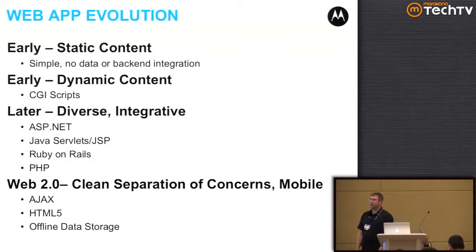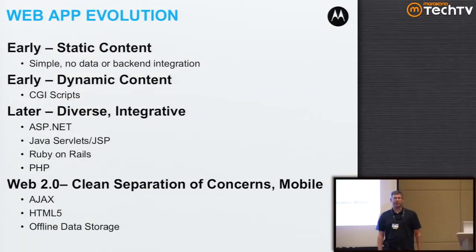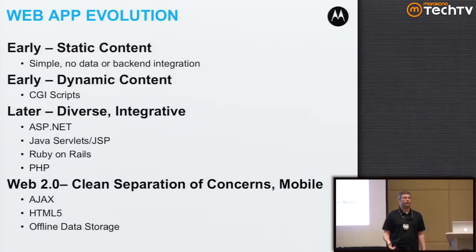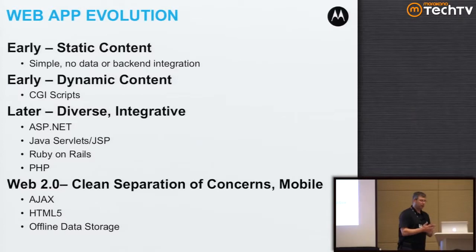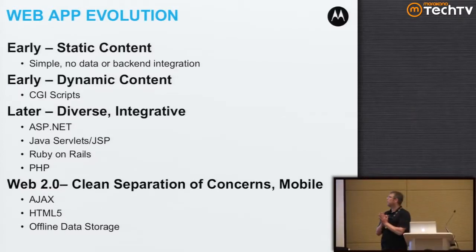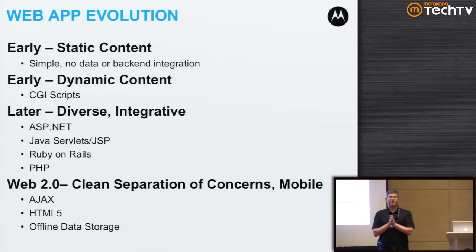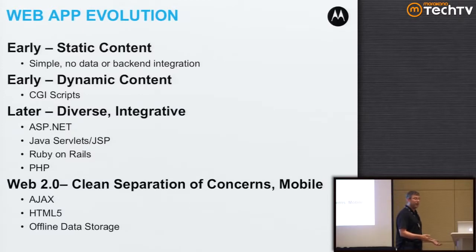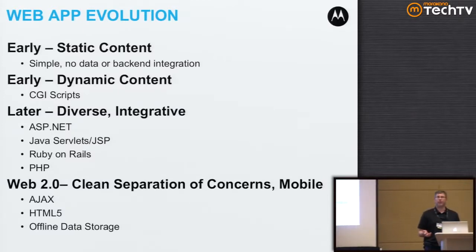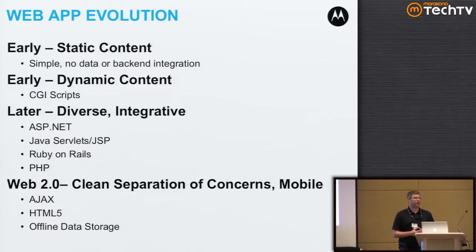So early on in the days of web applications, and in fact even today, you can find web apps that are primarily just static content. They're very simple. They have no data backend integrations. They're just static content, HTML, CSS, JavaScript. Very simple, very direct. Now again, early on in the days of the web, web app developers soon realized that, hey, a lot of times these simple applications are just not enough. We need to integrate with backend data. We need to expose that data. And so the early method was really to use what were called CGI scripts.